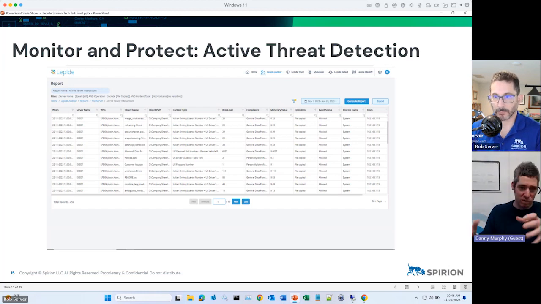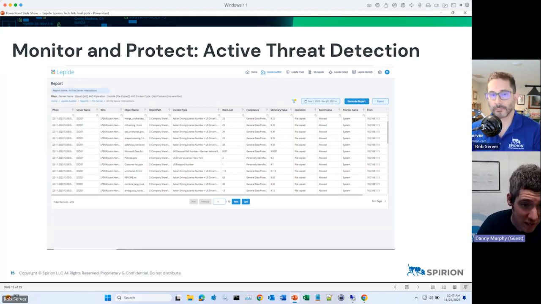All of that context that you can see in the content type, the relative compliance, the associated risk level based upon the number of hits or instances we found in each file, really gives us that context to identify and understand if there are any kind of active threats around the data.